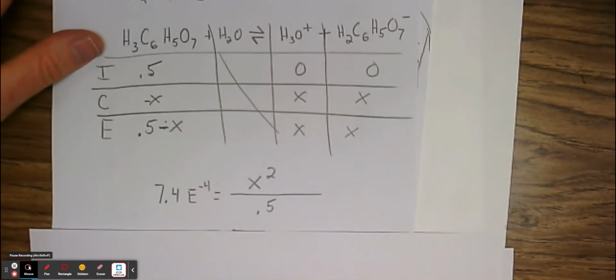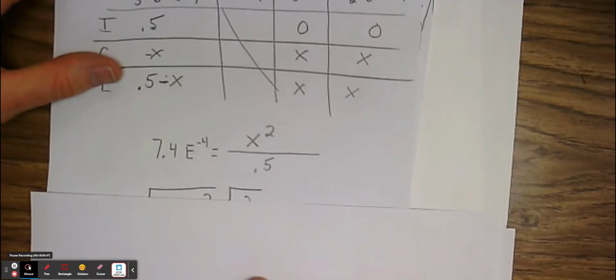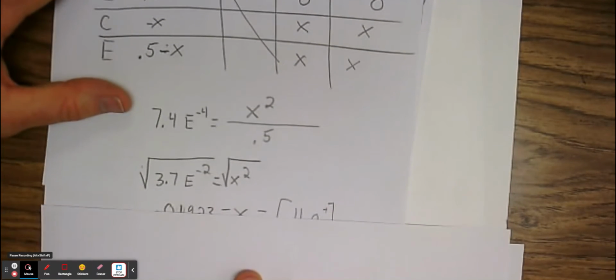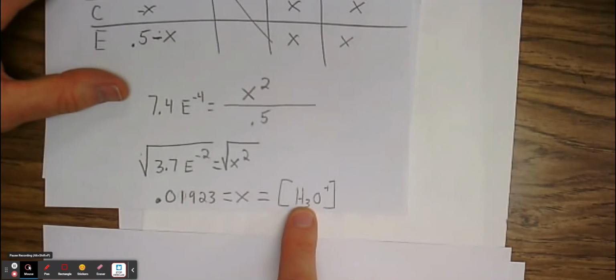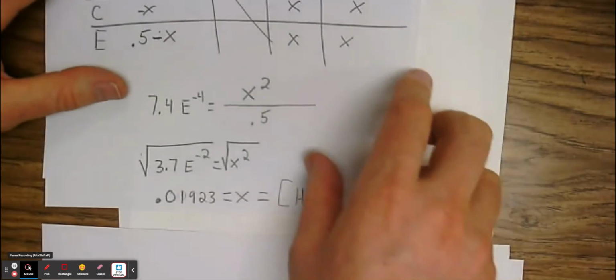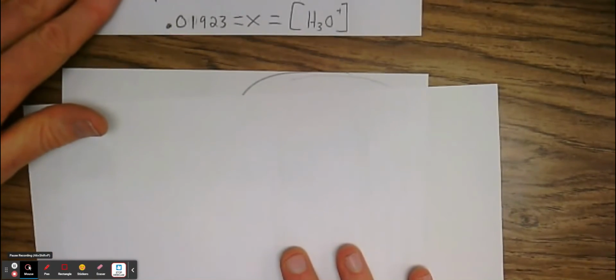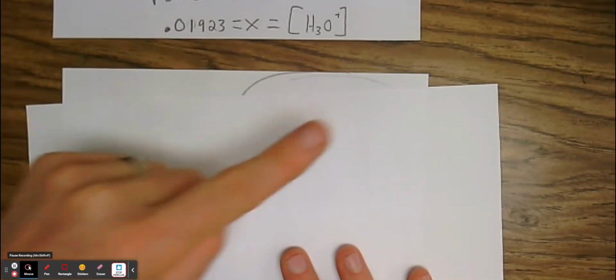And then here's my equilibrium expression from that. And then I just simply multiply this by 0.5. That's going to be 3.7. Take the square root, and X is going to be that. That's my concentration of hydronium in this case. And then I need to remember that this value, this 0.193, is for the hydronium.